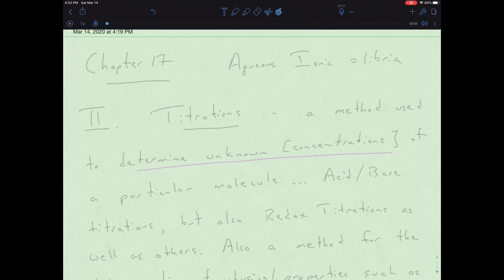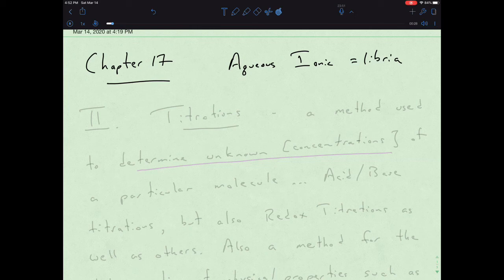Welcome, General Chemistry Gang. In this lecture, we're getting into the second part of Chapter 17, talking about aqueous ionic equilibria.